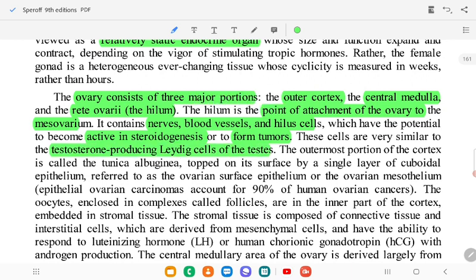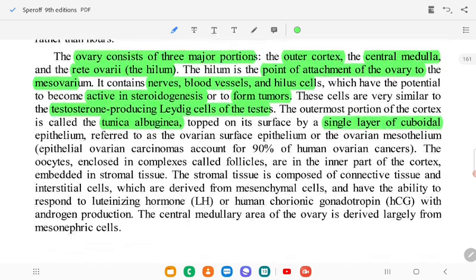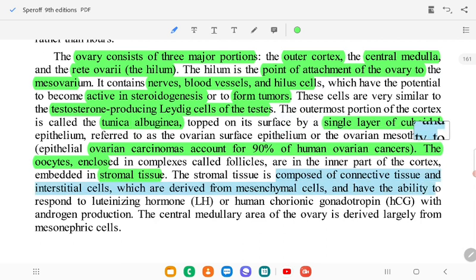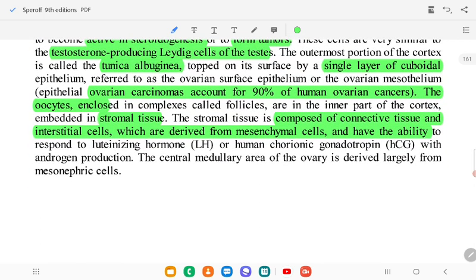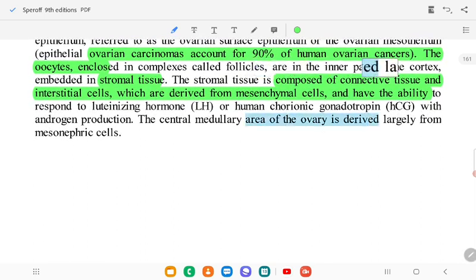The outermost layer of the cortex is called the tunica albuginea, topped on the surface by a single layer of cuboidal epithelium, the ovarian surface epithelium or ovarian mesothelium. Epithelial ovarian carcinomas account for 90% of human ovarian cancers. The oocytes are enclosed in complexes called follicles in the inner part of the cortex, embedded in the stromal tissue. The stromal tissue is composed of connective tissue and interstitial cells, which are derived from mesenchymal cells and have the ability to respond to LH and HCG with androgen production. The central medullary area of the ovary is derived largely from mesonephric cells.